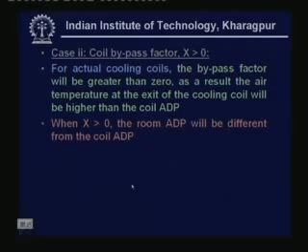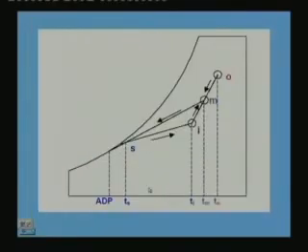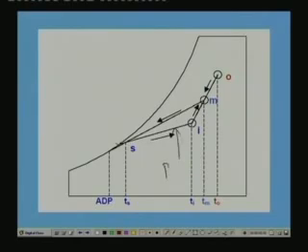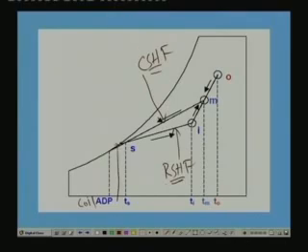So, when X is greater than 0, the room ADP will be different from the coil ADP. That is also clear from here. You can see that the coil ADP is this temperature, room ADP is somewhere here, where this is your room sensible heat factor line. This is your coil sensible heat factor line. So, the point where this line intersects the saturation curve is your coil ADP, and the point where the room sensible heat factor line intersects the 100% saturation curve, somewhere here, let us say this is your room ADP. This is your room ADP, and they are not the same here.